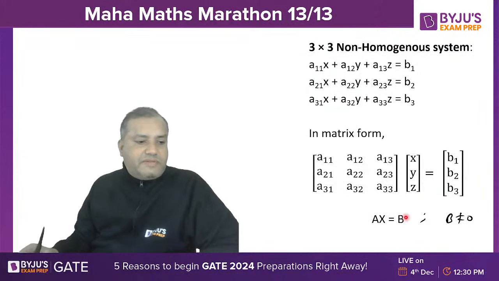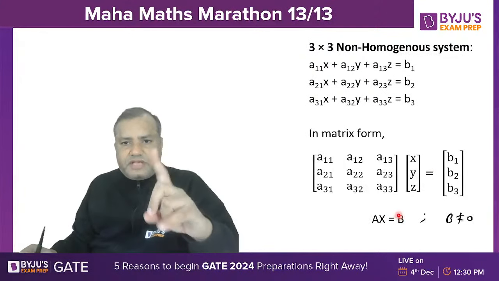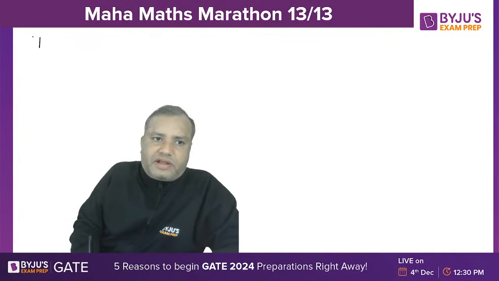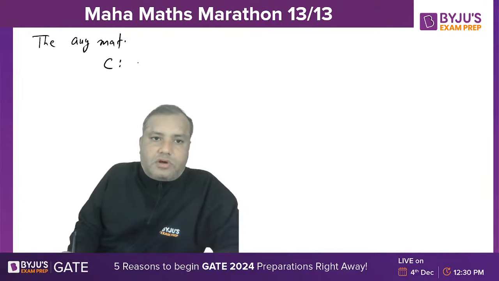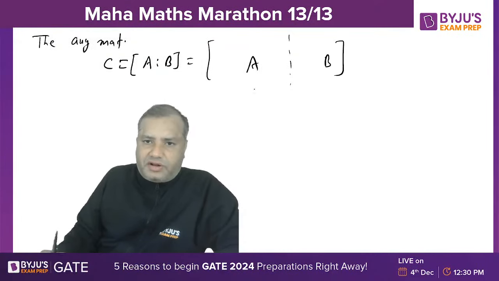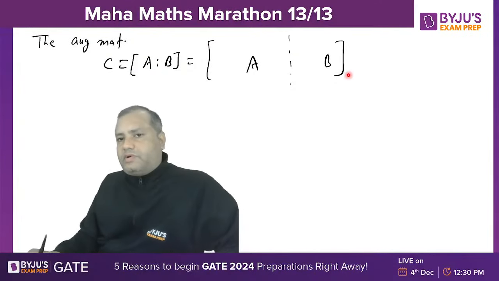Write the given system in matrix form. First step is to write the given system in matrix form. Then you need to write the augmented matrix. The augmented matrix is C equal to A combined with B. You need to write all the elements of A here and all the elements of B here. So C equal to A colon B.